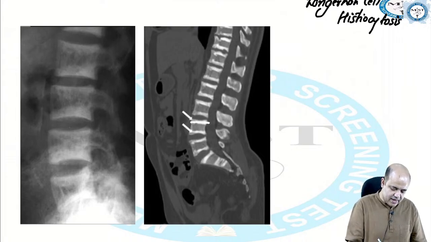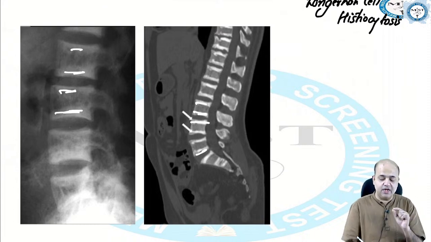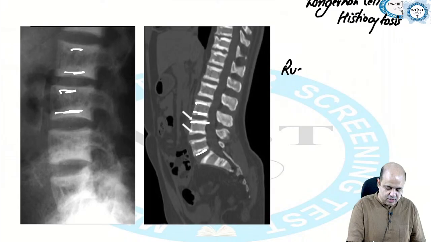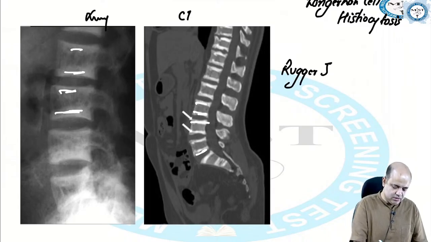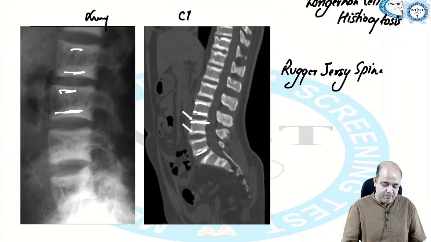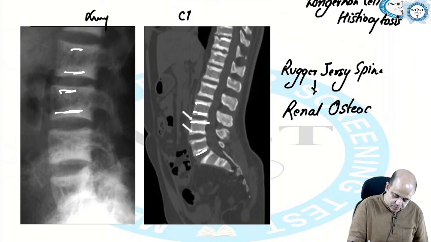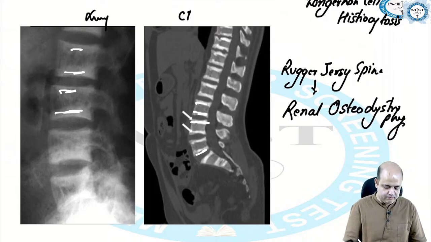Alternate white and dark areas are seen in the vertebrae. This is called the Rugger-Jersey spine. This is the X-ray, this is the CT. It appears like the jersey of a rugby player. Rugger-Jersey spine is a feature of renal osteodystrophy.